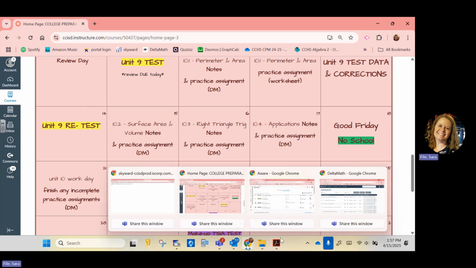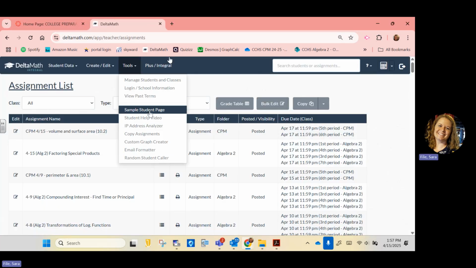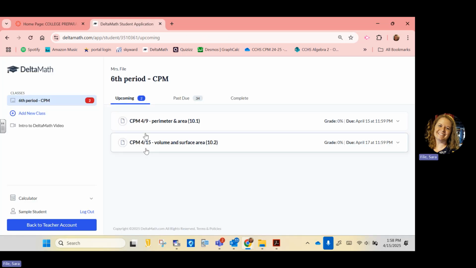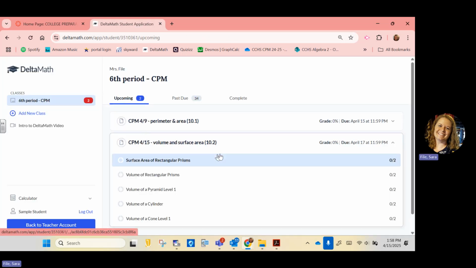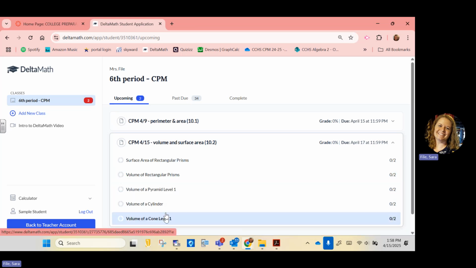Your practice in Delta Math. You get the student view. You should see today's 415. Okay, it is 10 problems. There's only one section that's surface area because you're only doing that for rectangular prisms, and then volume of the 4 different shapes we talked about. Okay, so get 2 in each of these sections correct and you're done.